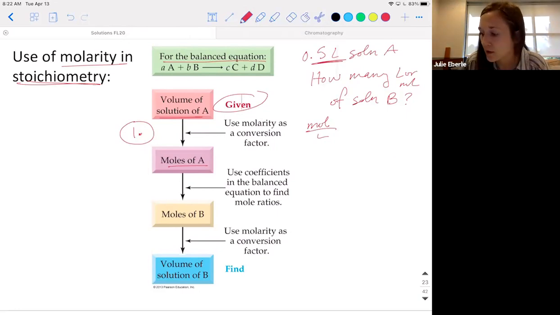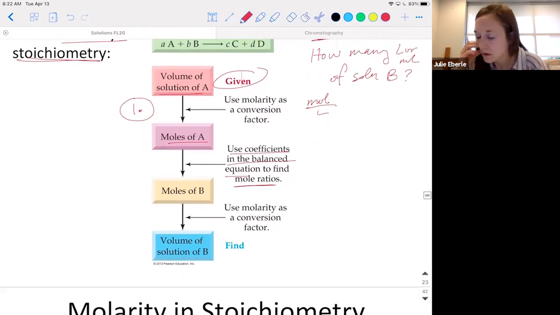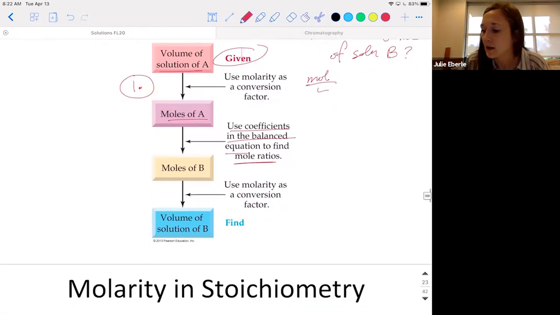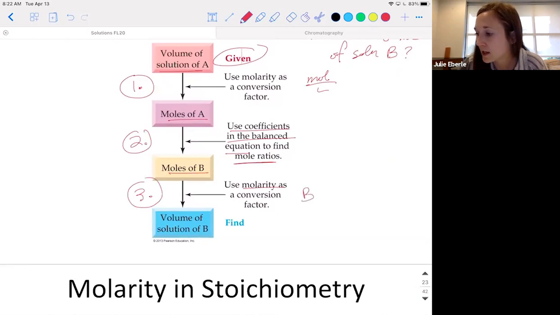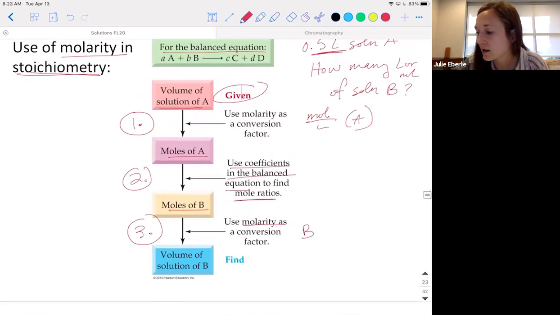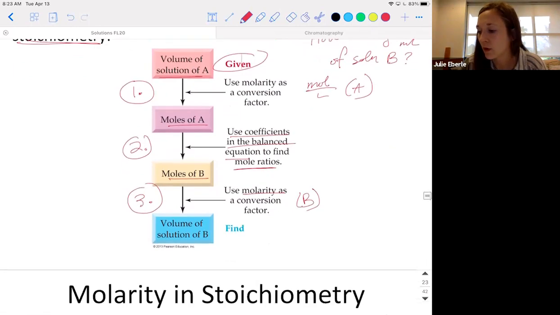Once you have moles of A, you guys have done this all day long. Use coefficients in the balanced equation to find the mole ratio. You guys remember how to find a mole ratio? Just look at your balanced equation. It's got to be balanced. Get the coefficients. We're going to practice doing this in just a second. That will convert you from moles of A to moles of B. So that was step 2, the mole ratio. Step 3 is we're going to then use the molarity of substance B. So up here we were using the molarity of substance A. Now we're going to be using the molarity of substance B to convert from moles to the volume of solution B. Okay, this is again a moles to liters type of conversion.